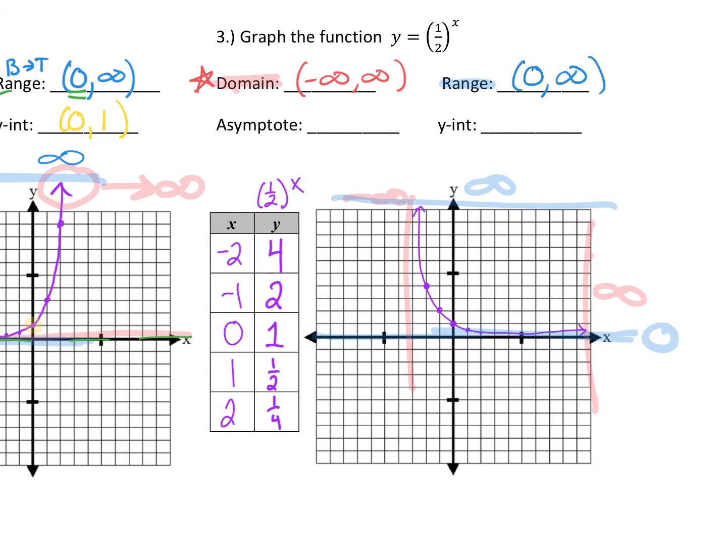Our range is always linked to our asymptote. Since my range starts at 0, my asymptote is y equals 0. And my y-intercept is where it hits the y-axis, which is right there. So it's going to be 0, 1.